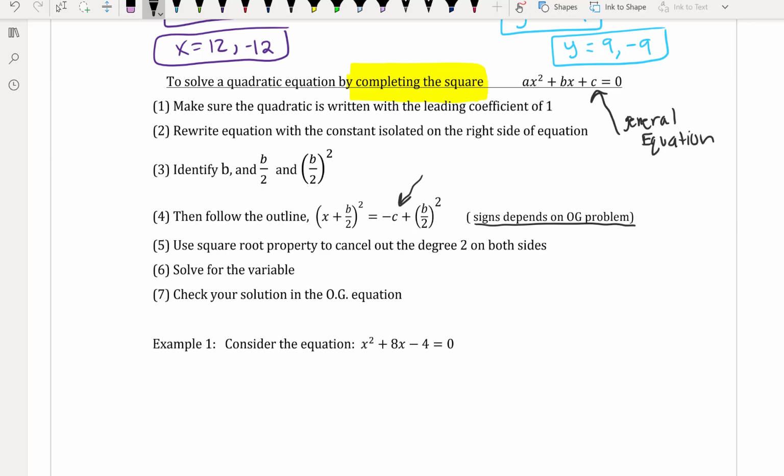So for example number 1, it says consider the equation x squared plus 8x minus 4 is equal to 0. So I'm like, okay, so that's my general equation. I definitely have that my a is equal to 1. That's here. That's the leading coefficient, so I'm okay. So step number 1, I'm good. Now I want to make sure that the constant is isolated on the right side of the equation. So the constant here is 4, or negative 4.